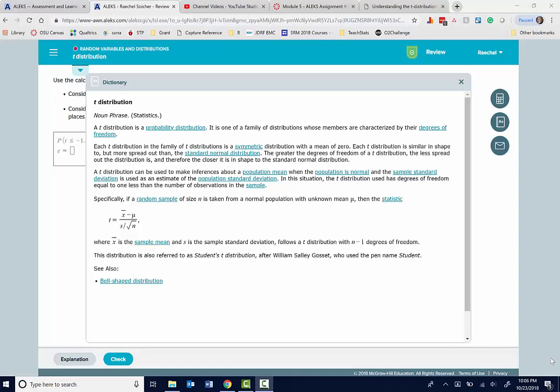Okay, so in the dictionary, I want to take just a minute to talk about why we are using a t-distribution. You can see ALEKS gives you a very complicated description of what a t-distribution is, so I just want to simplify that for you. What you've seen so far is that we're using the normal distribution or the standard normal distribution, and we've been dealing with letters like Z. Okay, and Z represents a normal distribution.